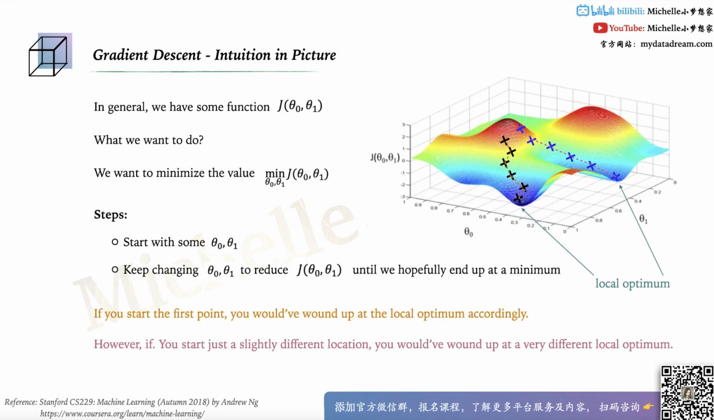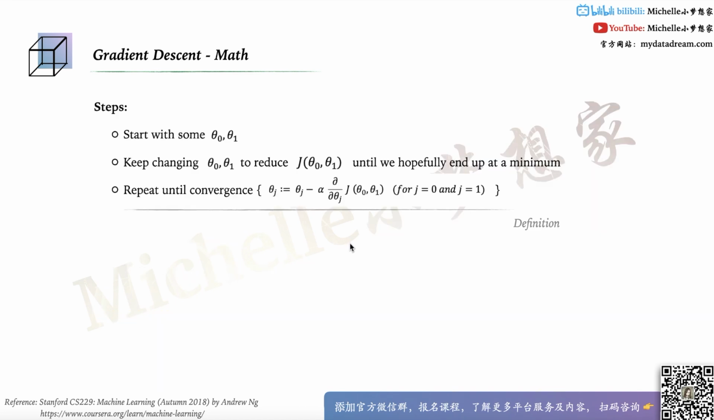Now, what happens if we start from a different point? Even if the new starting point is relatively close to the previous one, the outcome can still be quite different. For instance, take a look at the blue path on the slide here. It leads to a completely different local minimum compared to the original path we discussed earlier. Both of these are local minima, but they depend highly on the starting point.